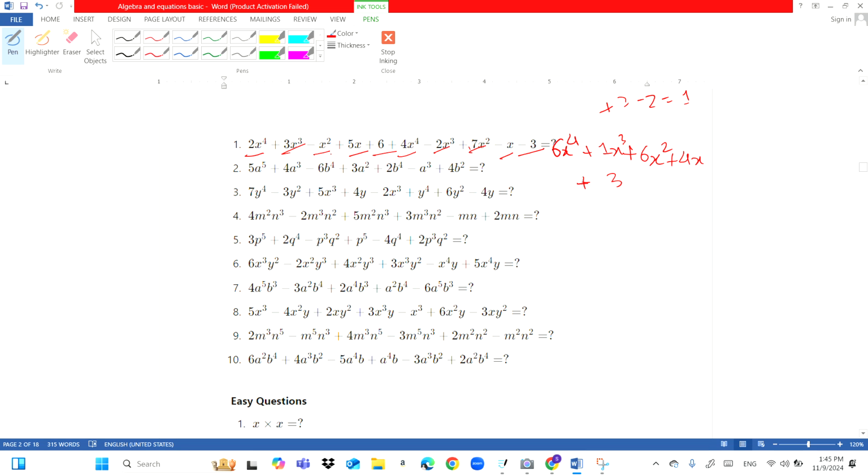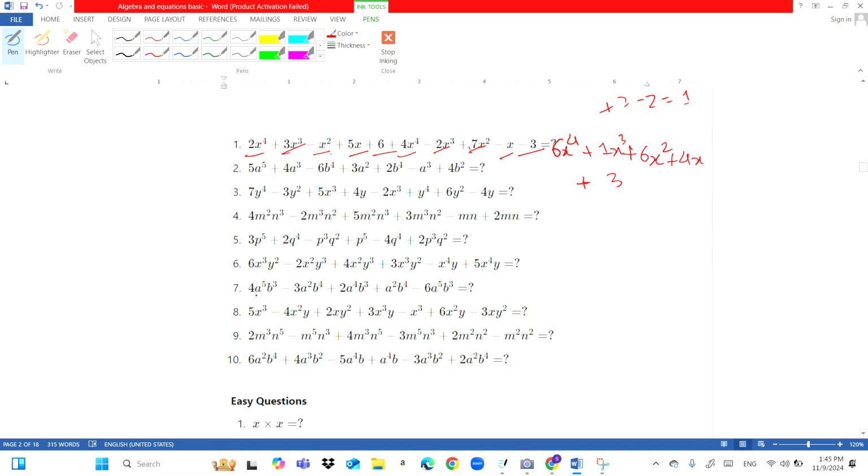Okay, now I'm going to try another question. Let's look at something difficult. Let's look at number 7. In this question we have a different type of variables. We have a and we have b. Now the thing that we need to keep in mind is both the power and both the base should be equal. All the base and all the power should be equal.